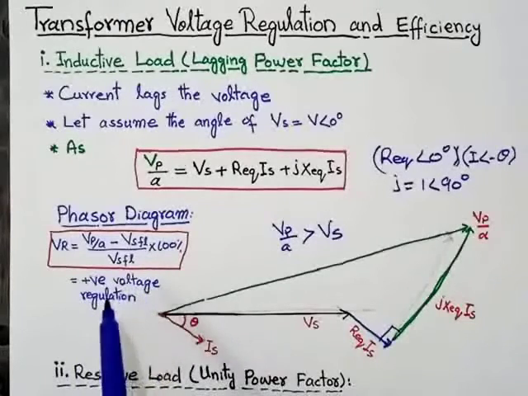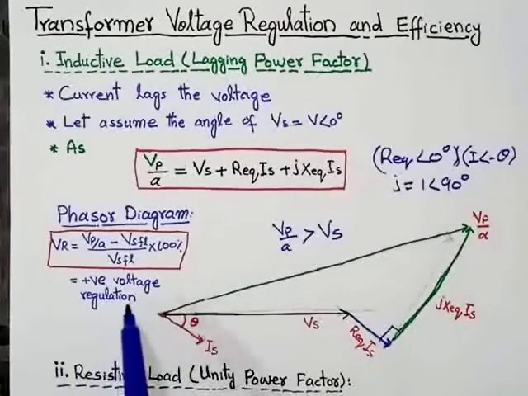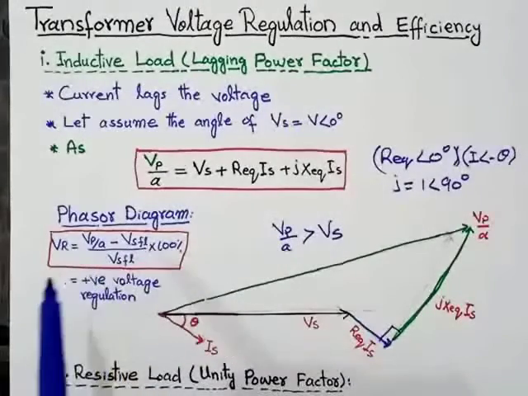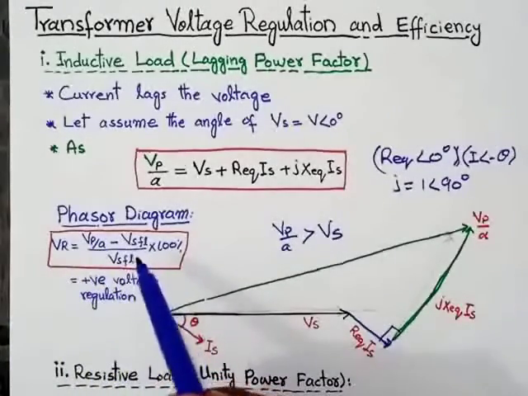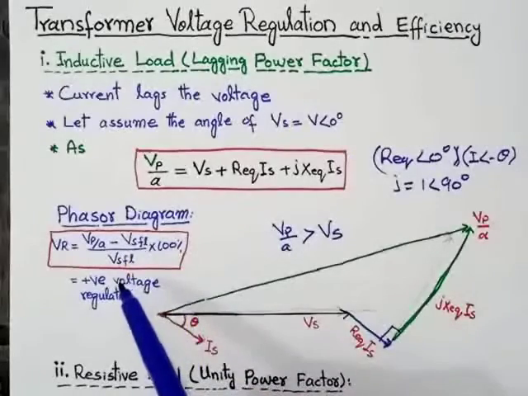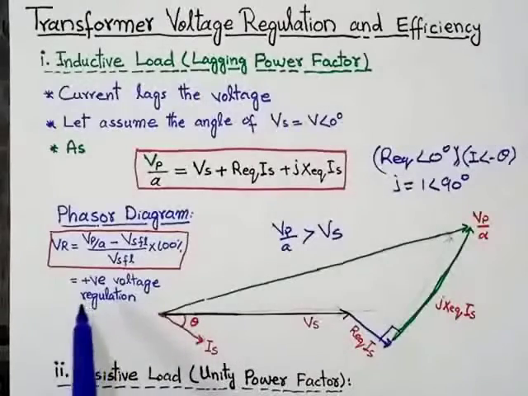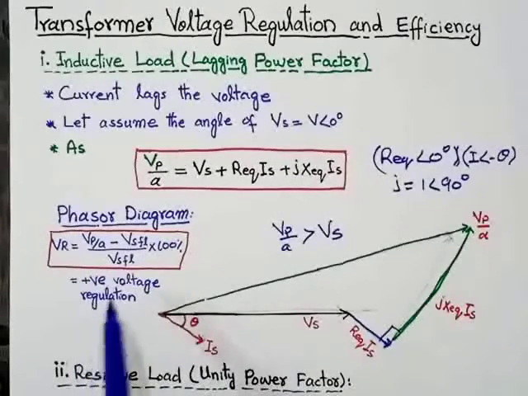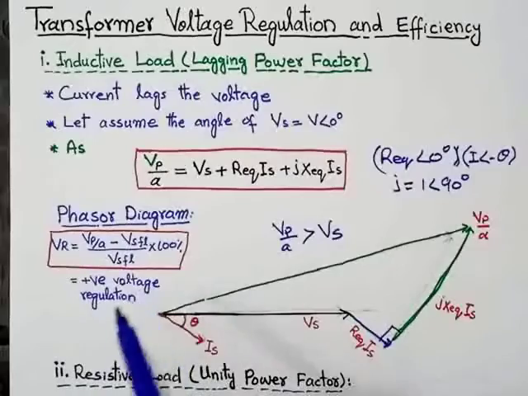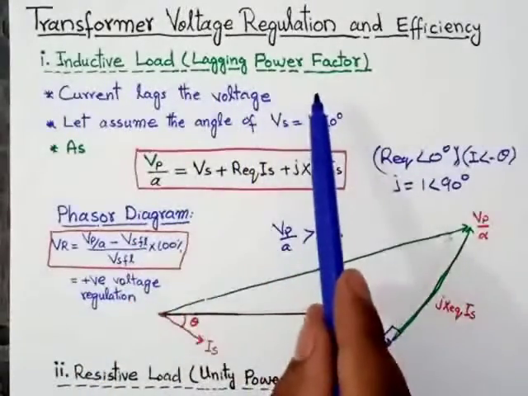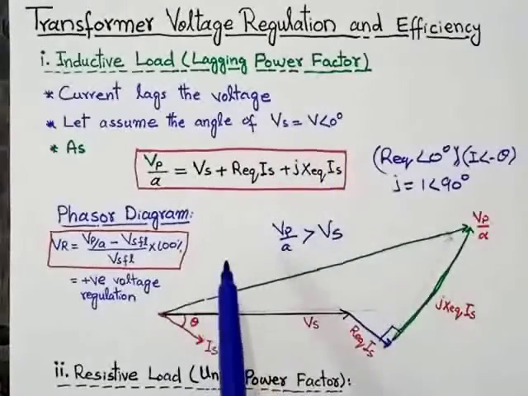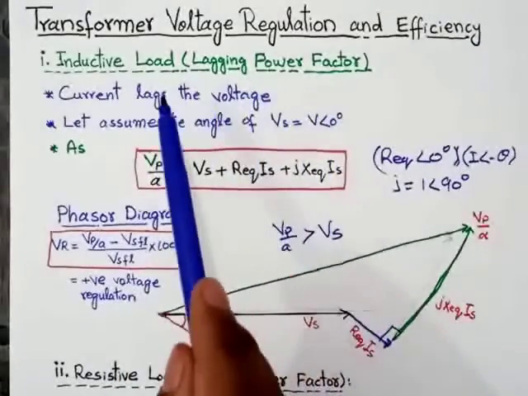So we can say that positive voltage regulation basically tells us that at no load the voltage will be maximum. When we connect the load, the voltage will drop. When the voltage drops, the voltage regulation will be positive. So if the voltage regulation is positive, we can conclude that the load is an inductive load or lagging power factor. Now we will discuss the second type of load, that is resistive load.